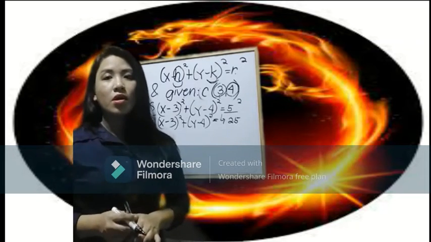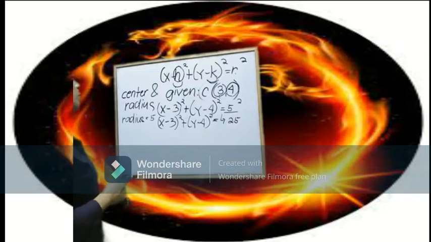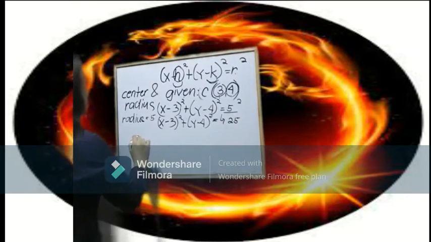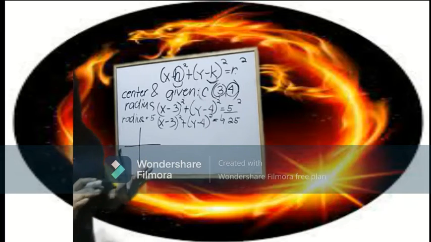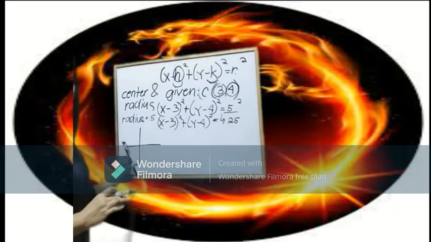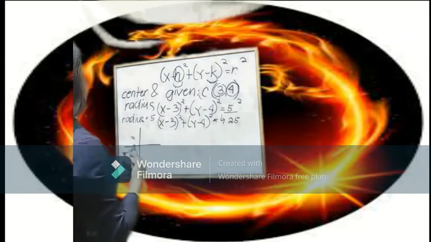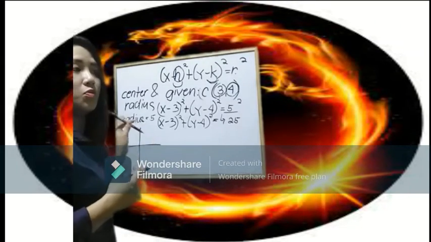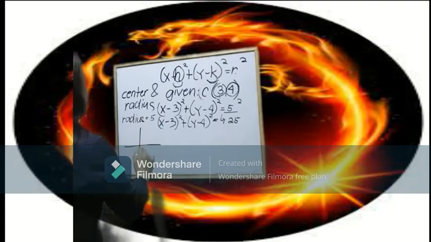Now, what if the coordinates of your center are at the origin? When we say origin, if you are looking at the Cartesian plane, the origin lies at the center point of your Cartesian plane. You see that the Cartesian plane forms a cross, and right at the center is where our origin is, wherein it has the coordinates (0, 0).